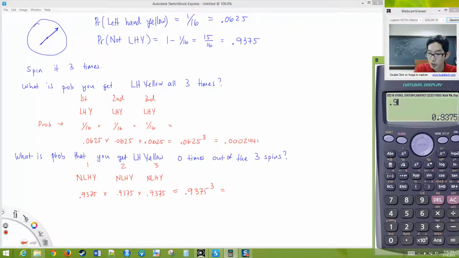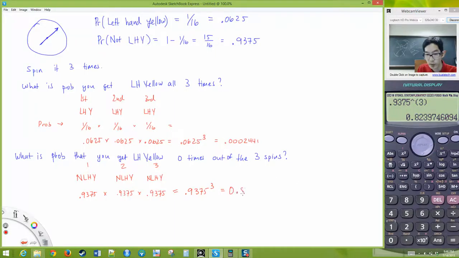So that's 0.9375 raised to the third power. So I'm going to do 0.9375 raised to the third power. And I get 0.82397, or 0.824, something around there. Is that okay?